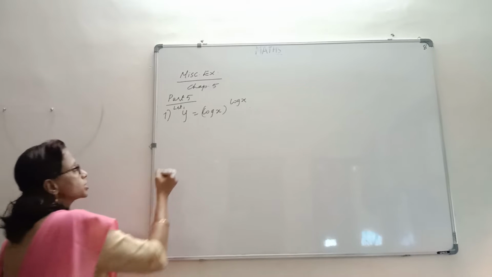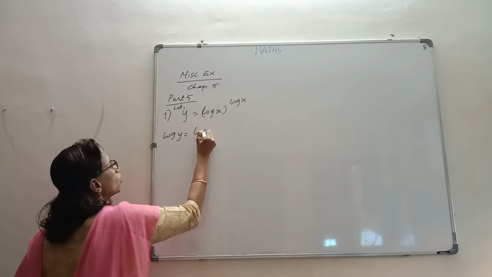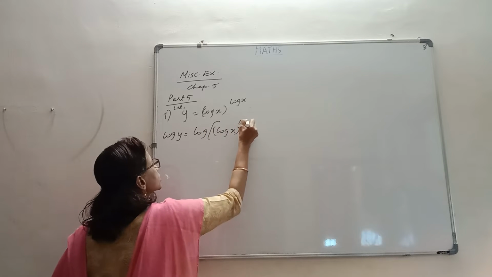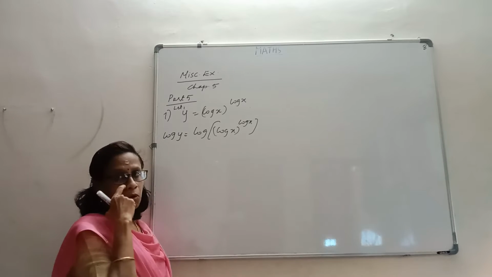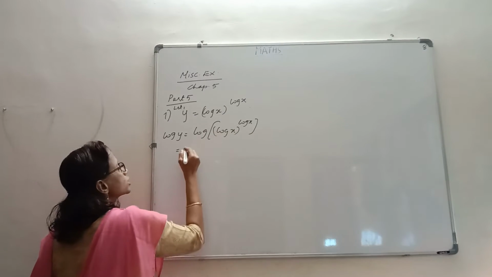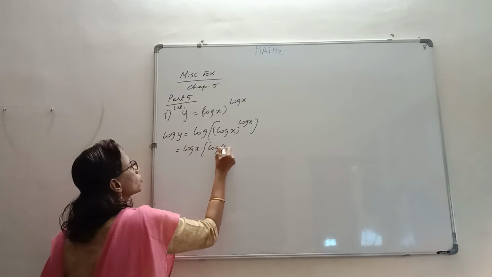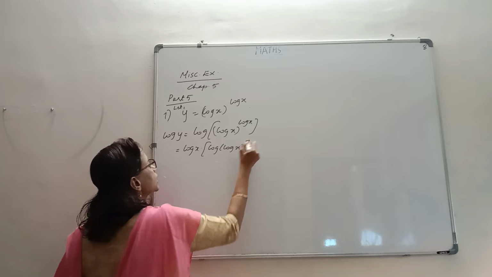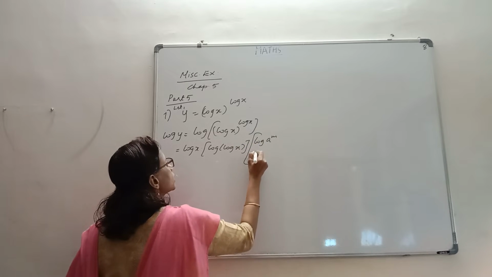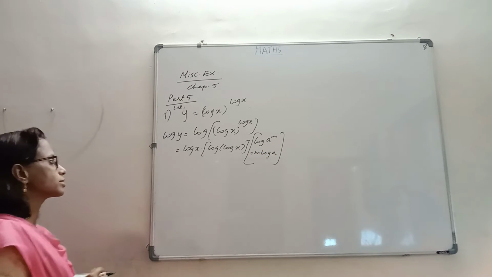First, taking log on both sides, you get log y equal to log of (log x) raised to log x. Now we've learned that log of a raised to m is m log a. Like that, the exponent comes to this side and you're left with log x. It is this property which helps us to get this.